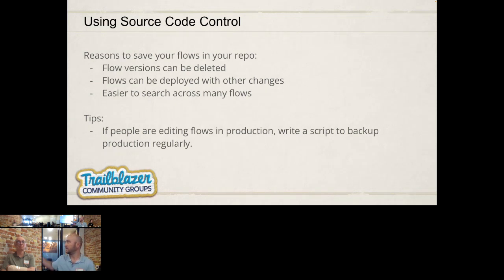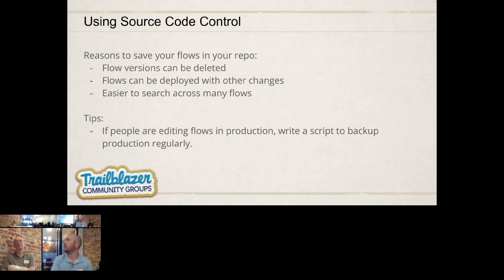If people are just editing flows in production, you can also write a script to just retrieve from production on a regular basis. That way you've got a backup. This helps if you've got some people doing in production and you've got a deployment process, because then you can use like a GitHub action, for example, to retrieve it, update a production branch, and then you can compare branches.